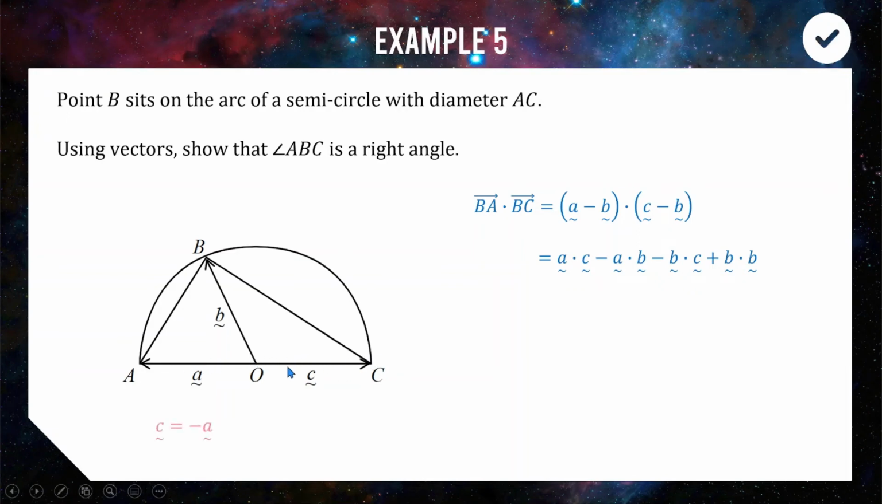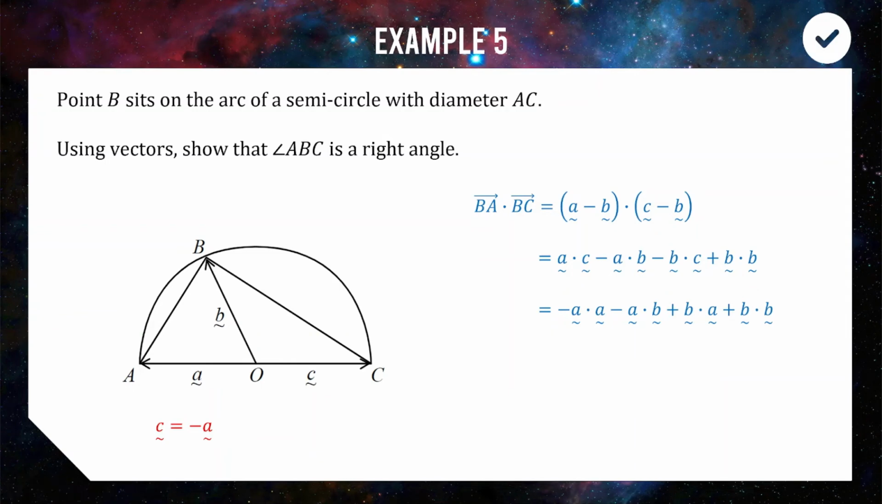So what we can really say is that vector C is equal to vector A multiplied by -1. So we can take our expression that we just expanded and replace all of our C's with negative A's and see what happens. At the front, this A dot C is going to turn into a negative A dot A. In the middle, this negative B dot C will turn into a positive B dot A. So it'll look like this.